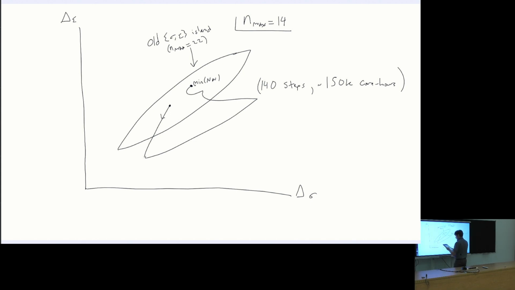And so where is that going? Well, basically it goes somewhere like here for the maximum delta sigma, and here for the minimum delta sigma. So it's about roughly a factor of 2 smaller than our old nmax 22 island from the sigma epsilon system.